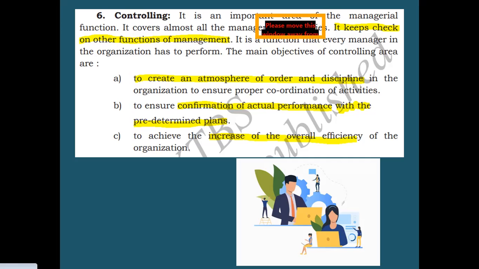Then these managers have to compare. What is our standard and what are the actuals? In our example, we set the standard at 1,000 units, and the actual performance of the employee is 700 units. So the comparison output is a lack of 300 units from every employee.